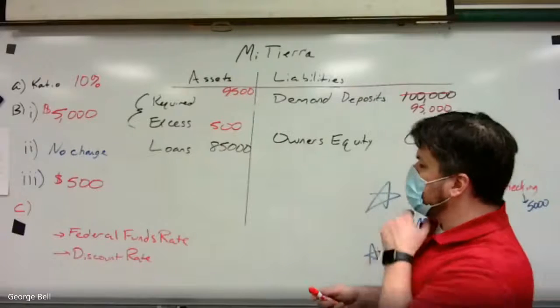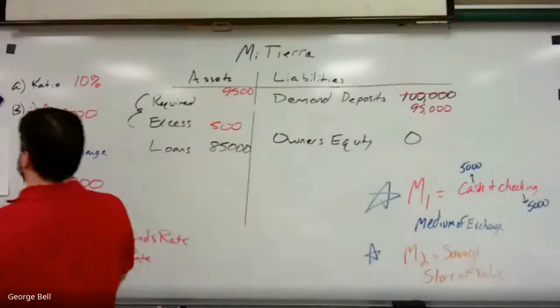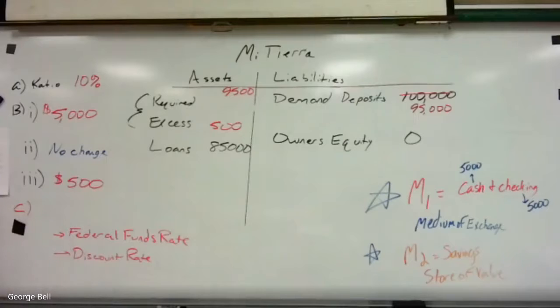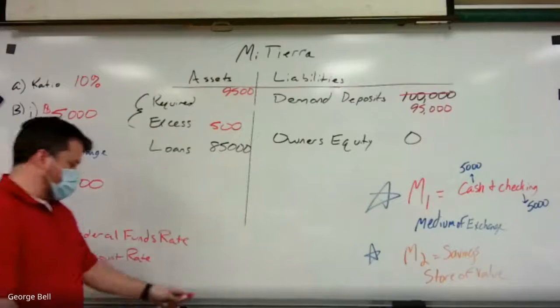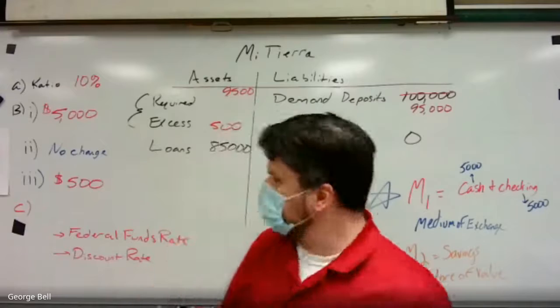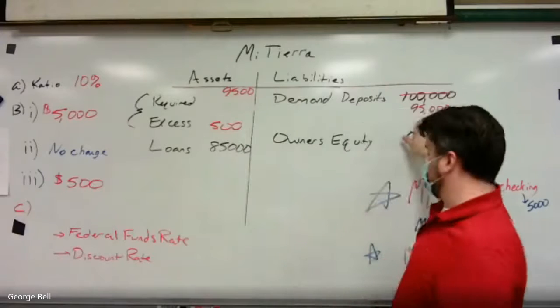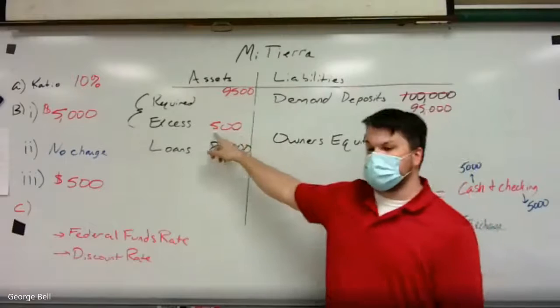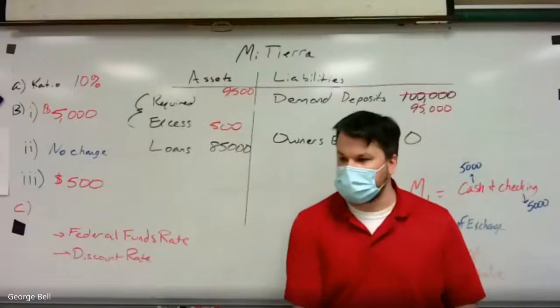So now finally, let's look at letter C. Letter C says, assume the next day John withdraws from Me Tierra Bank an amount that exceeds the bank's excess reserves. So assuming that no loans are called in, how can Me Tierra Bank cover its required reserves? This is an old school question, and this will be on the AP exam at least one time. What they are essentially saying is somebody comes in and closes their account. And if we don't have enough money to give them, how do we get the money to give them?